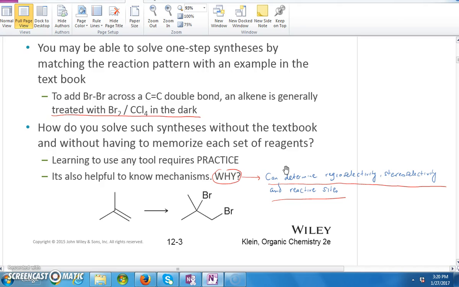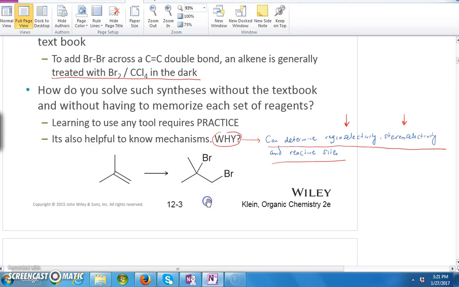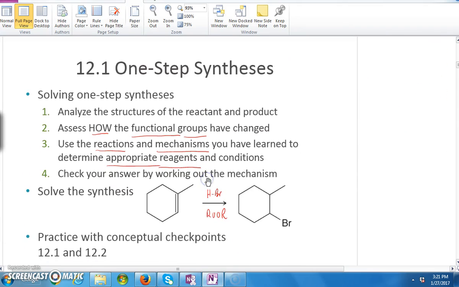You need to know the regioselectivity of the reagent. Is it Markovnikov or anti-Markovnikov? You need to know the stereochemistry. Does it go anti or does it go syn? Does the reaction proceed with racemization? These are things that you need to know about. So you need to know what the reagent is doing. This is very, very important.